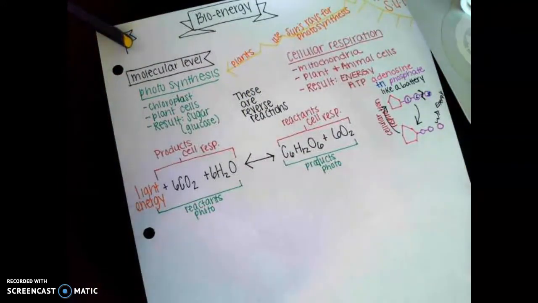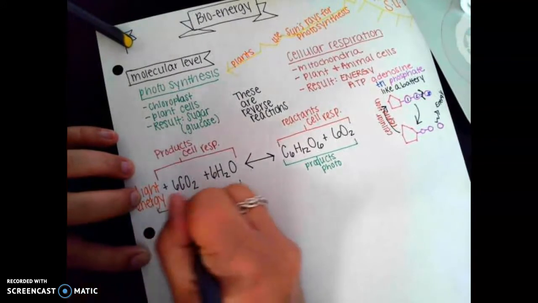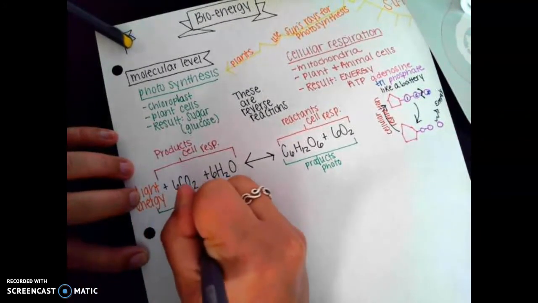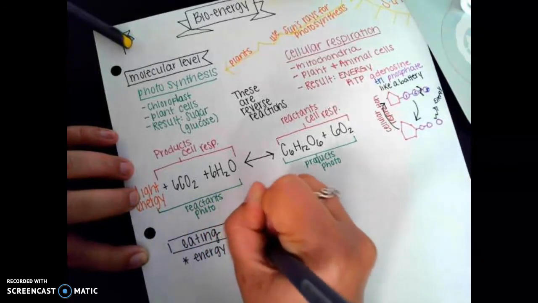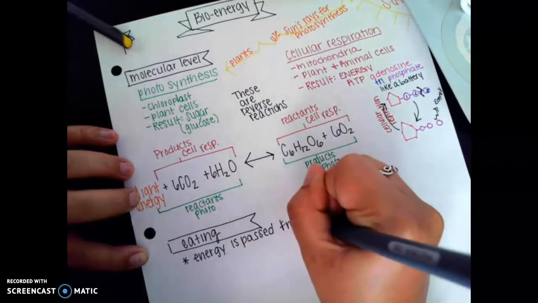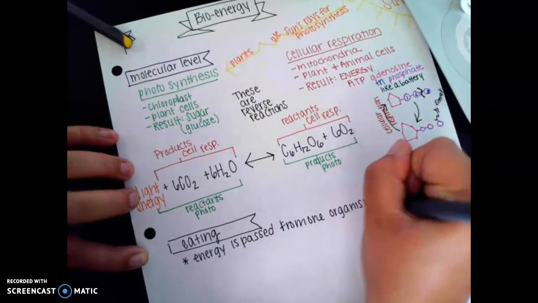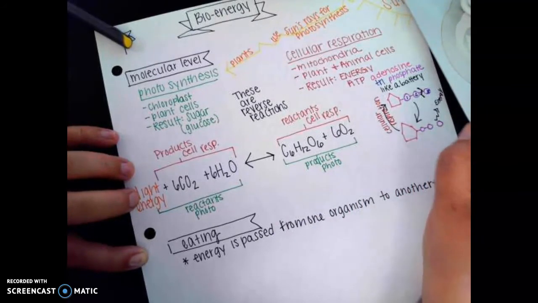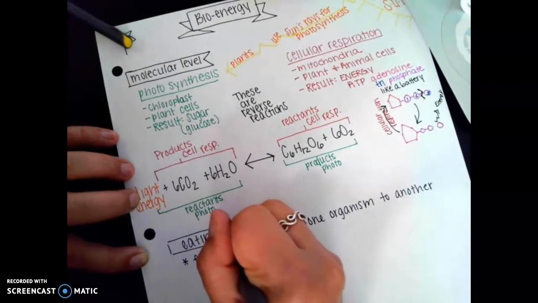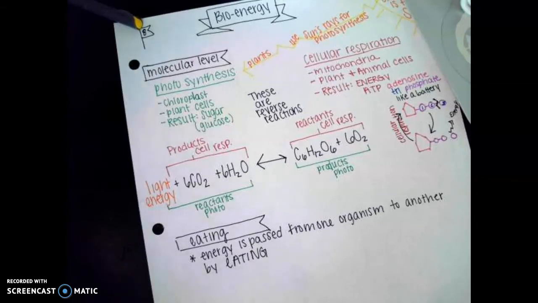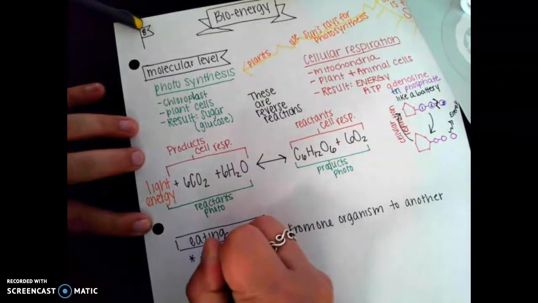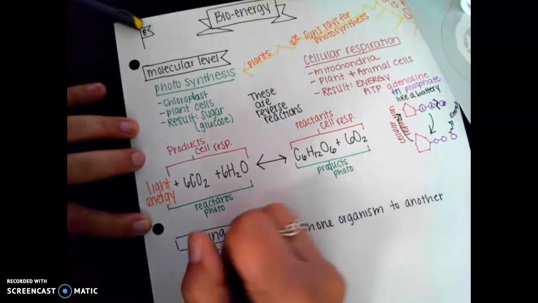Very good. Remember, we said energy is passed from one organism to another by eating. So we're going to write eating. Remember, put a star. Energy is passed from one organism to another by eating. We left the molecular level, so we were leaving photosynthesis, and we moved on to food energy. Remember, we said that the energy that you eat, or the energy you need in your body, comes from eating. If you don't eat, you don't have that energy. That's why it's important to eat.